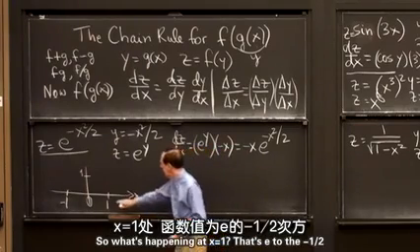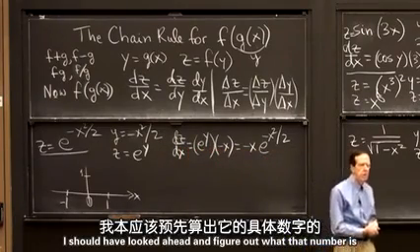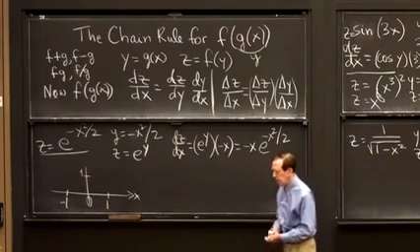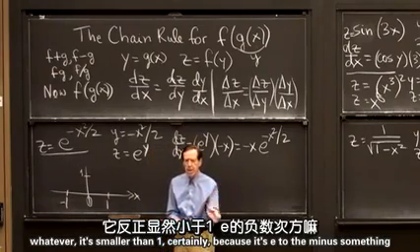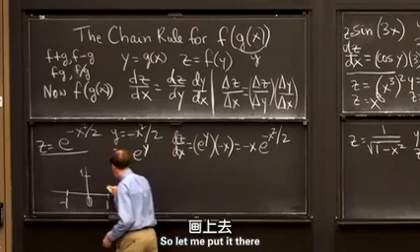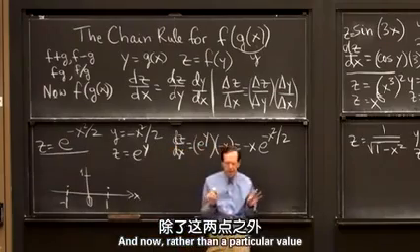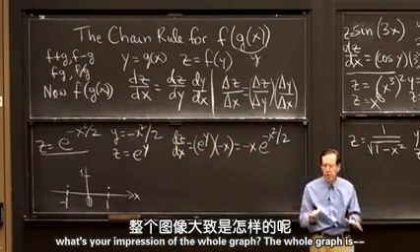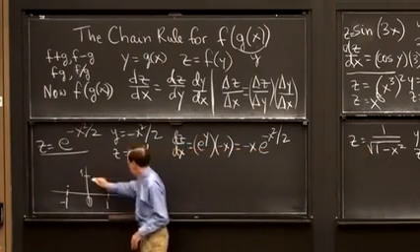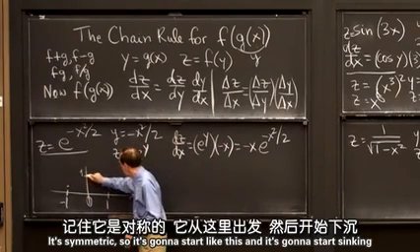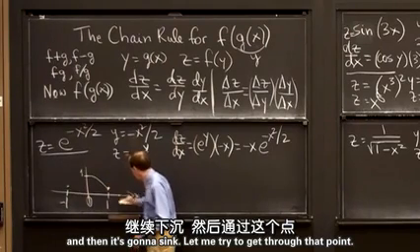Okay, so what's happening at x equal 1? That's e to the minus 1/2. I should have looked ahead to figure out what that number is. Whatever. It's smaller than 1, certainly, because it's e to the minus something. So let me put it there. And it'll be here too. And now, rather than a particular value, what's your impression of the whole graph? It's symmetric, so it's going to start like this, and it's going to start sinking, and then it's going to sink. Let me try to get through that point.